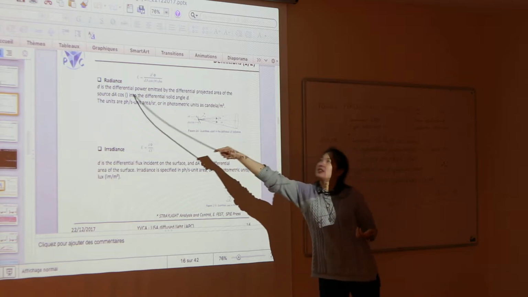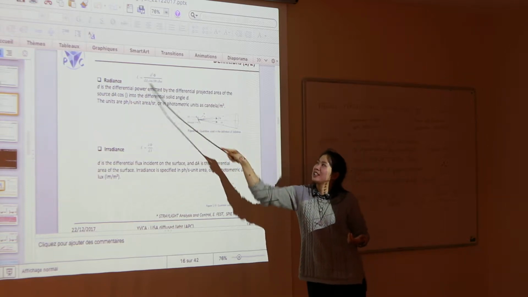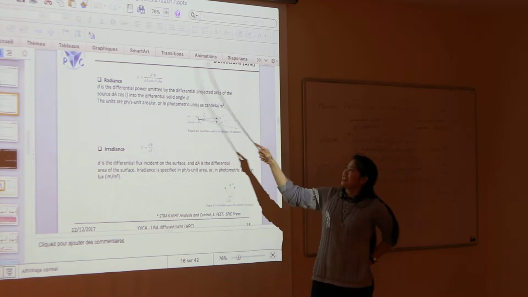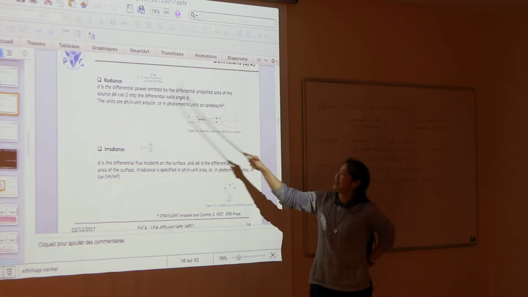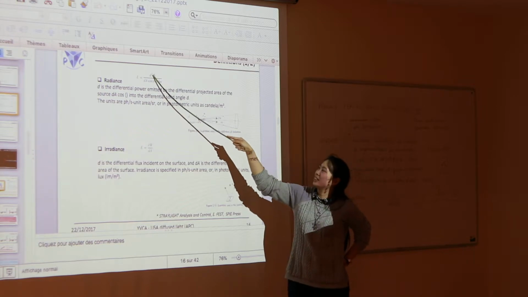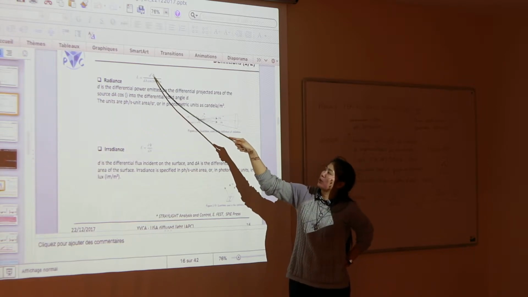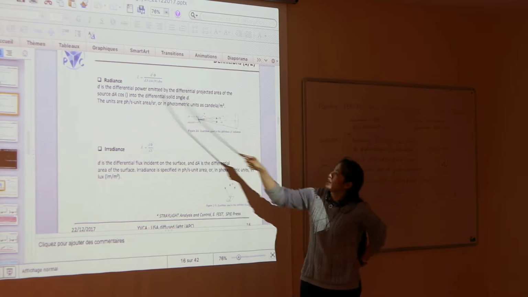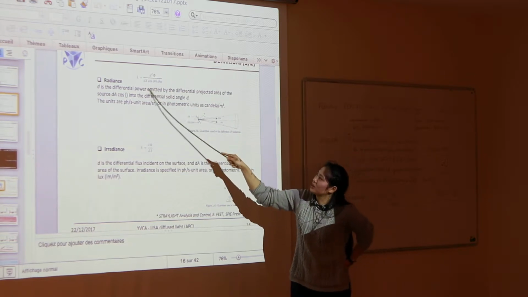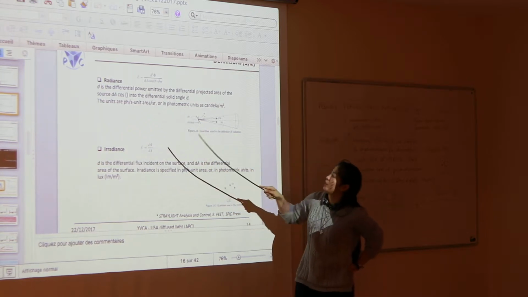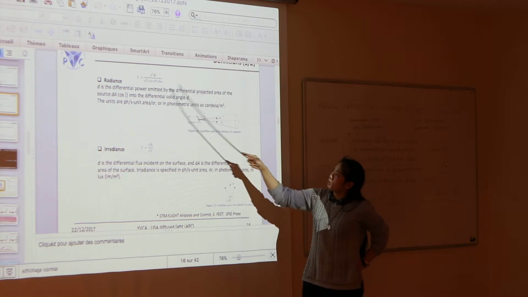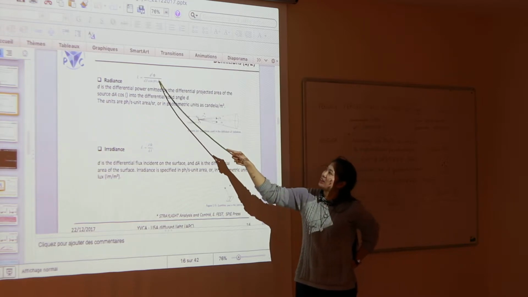So you have the radiance, or luminance in French, which the formula is here. This is the diffraction power emitted. This is the flux by a differential projected area. So dA is the area, cos theta, so it becomes the projected area into the differential solid angle d omega here.